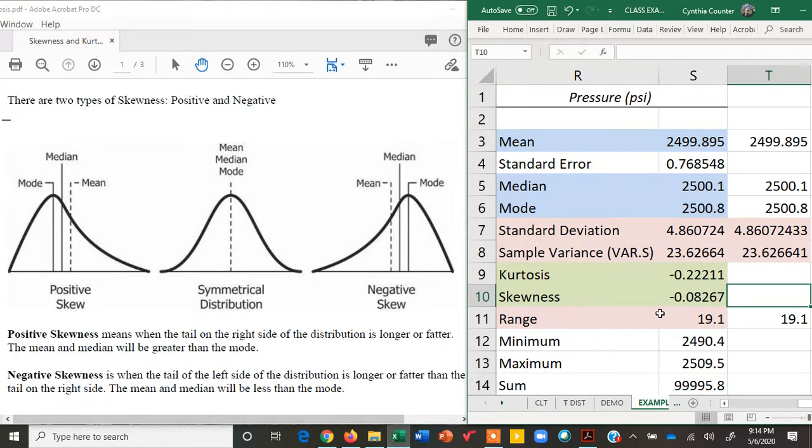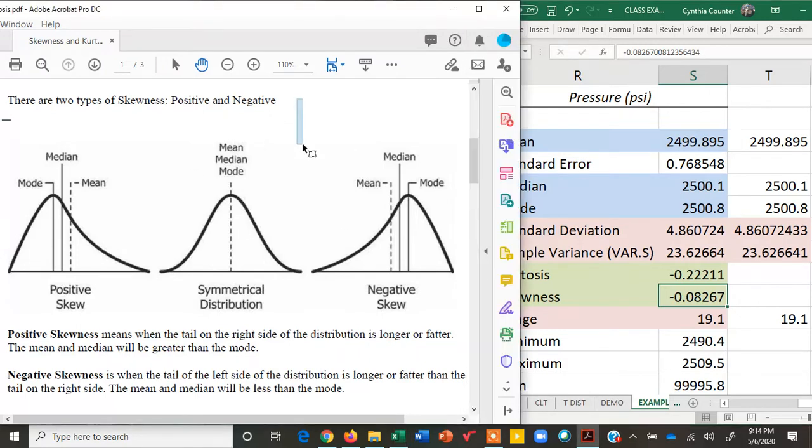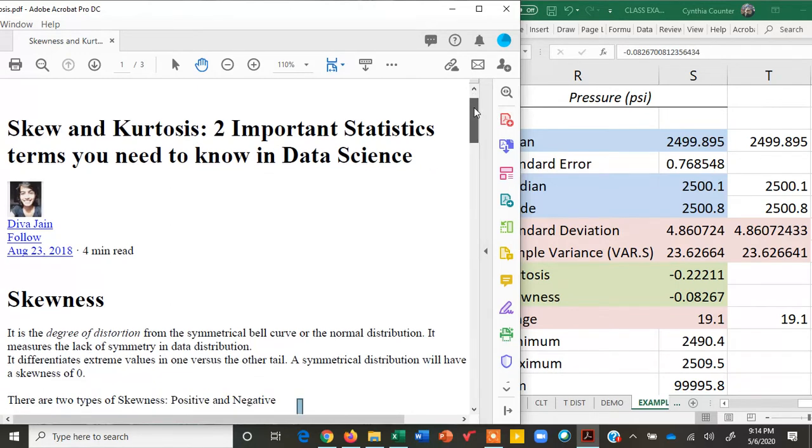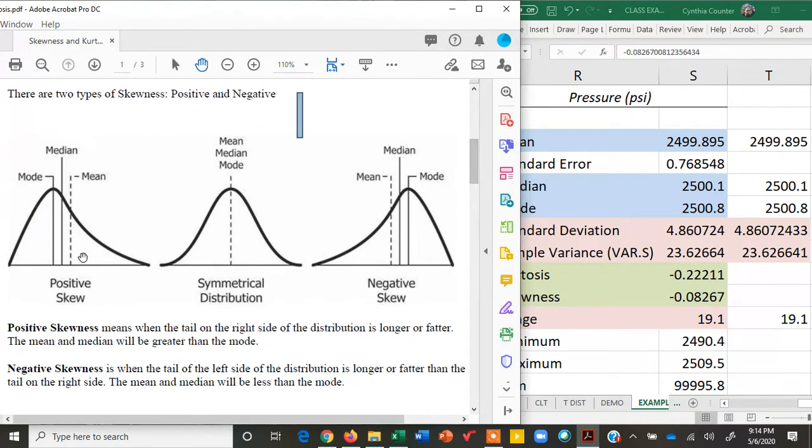Now, the first thing we'll talk about is skewness. As you can see here, I have this paper that I got off the internet, by Diva Jane, Skew and Kurtosis, two important statistics terms you need to know in data science. And she has these nice graphs here to demonstrate the different types of skew. Of course, the middle one is perfectly symmetric, looks like a bell distribution. On the left here, we see a distribution where the mode is more on the left, and we've got a tail that pulls towards the right.